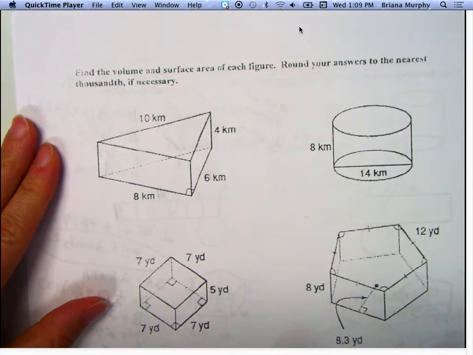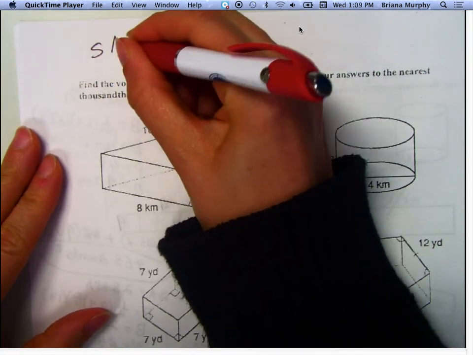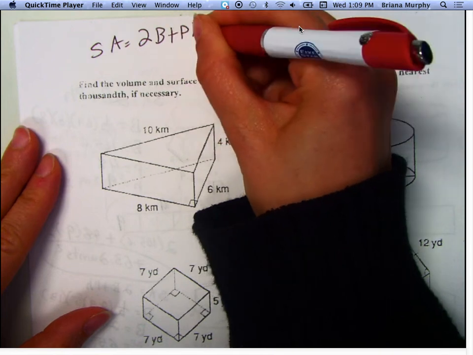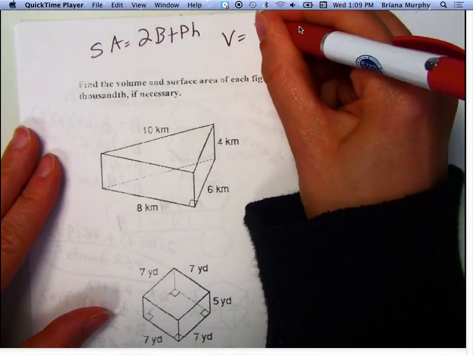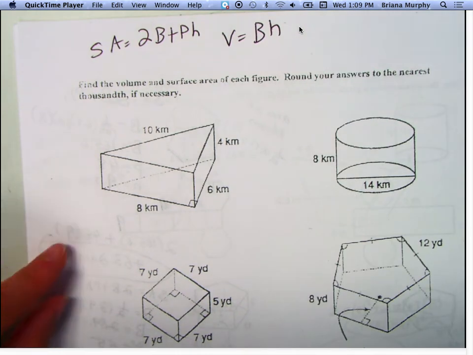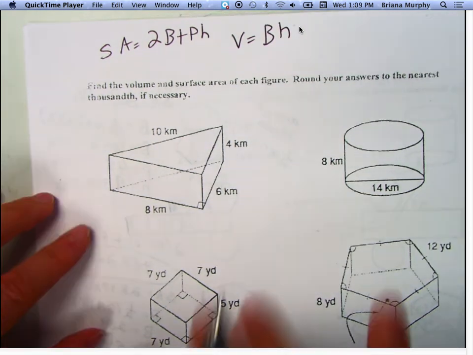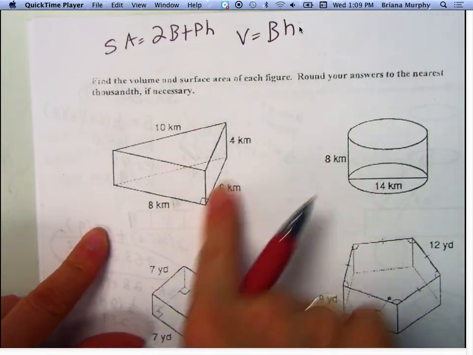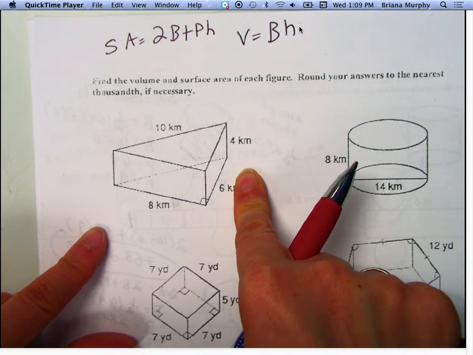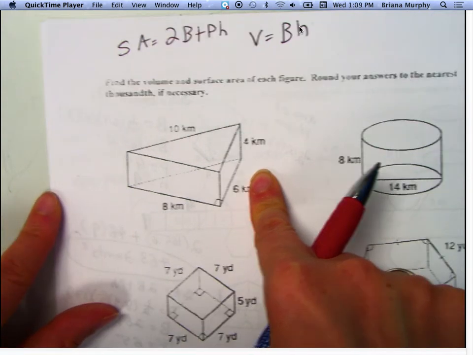Okay, so we know surface area is 2 times the base plus the perimeter times the height. Now, volume is the base times the height. The area of the base times the height. So let's start with this first triangular prism right here. Let's find the surface area first, and then we'll find the volume.